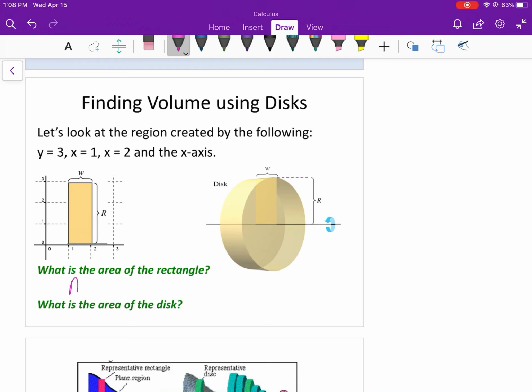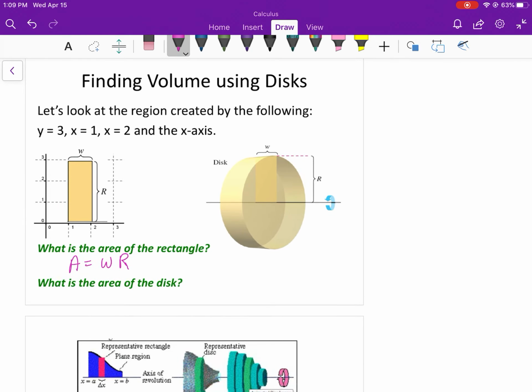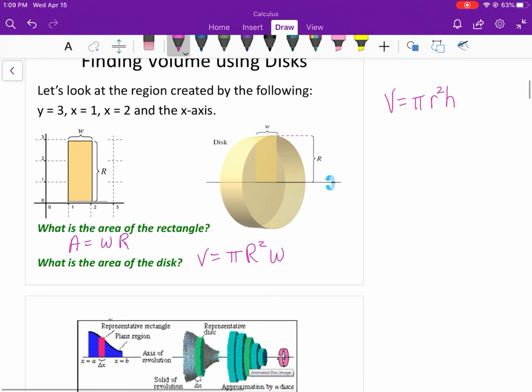In this picture, area is going to be W times R. We use W for the width of your rectangle, and we use R for the radius length when we turn this into a cylinder. Okay, so the volume of a cylinder in geometry is pi r squared h. What you're going to be doing is relating that to calculus and the r and the w. So the r becomes capital R for the radius, and the height becomes the width of the rectangle, or the width of that cylinder.